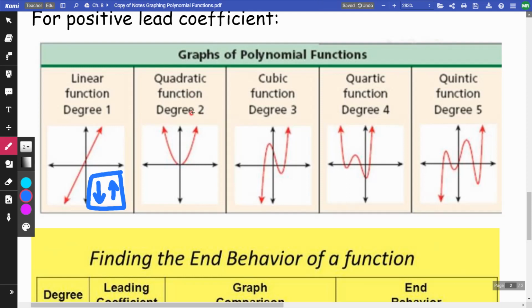So that's our end behaviors. On the next one, this is degree 2 polynomial, which is a parabola, and a positive parabola opens up. So it's going to go up forever on the left and up forever on the right. So the end behaviors are up and up.